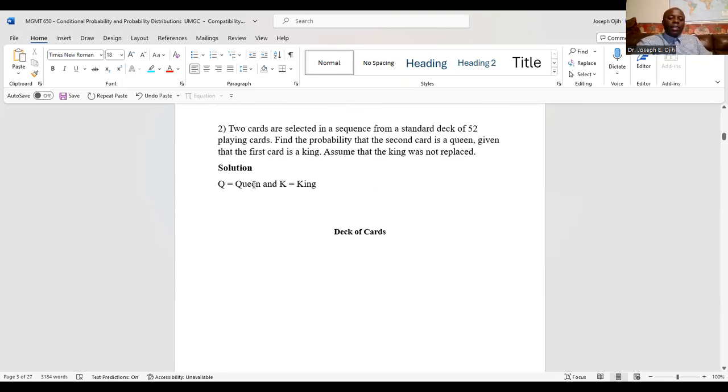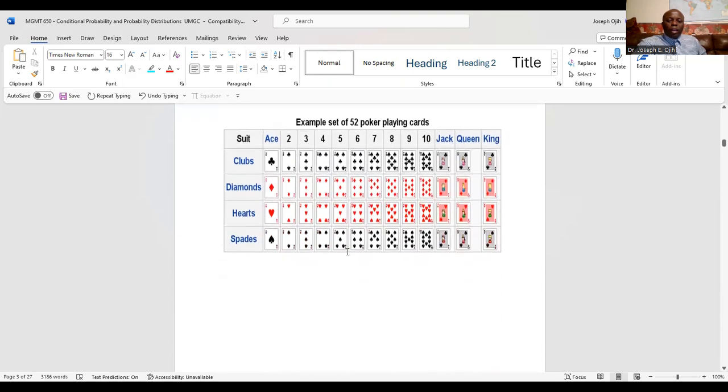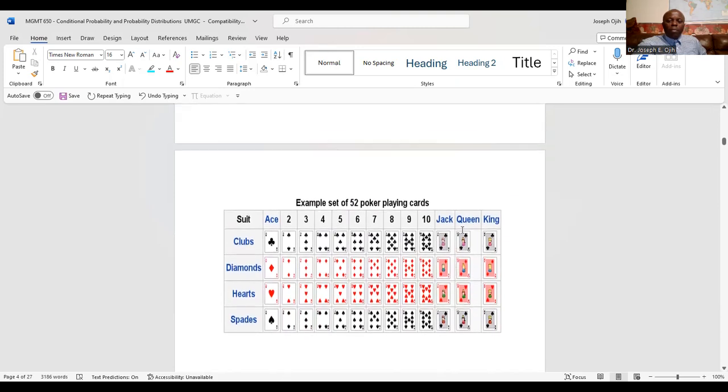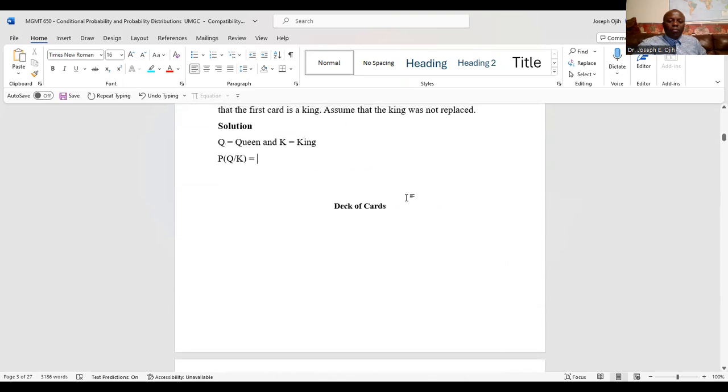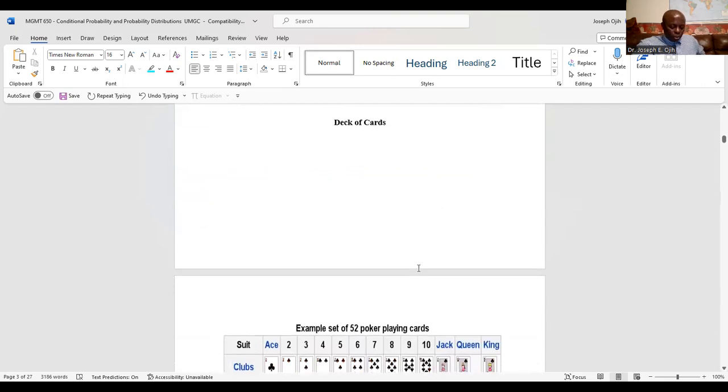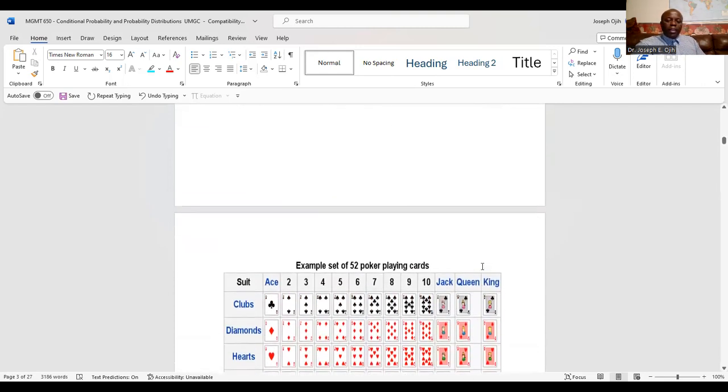Now, let's identify our outcomes: Q for queen and K for king. So we're looking for the probability that the second card is a queen, given that the first card is a king. If you look at this, before you made the selection, there are 52 cards, and we have 4 kings and 4 queens. So for queen, we have 4 queens, and for king, we have 4 kings.